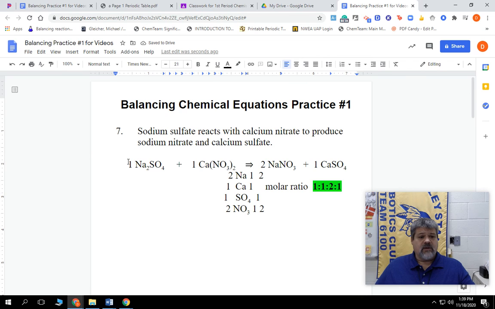Our balanced chemical equation is up here. You don't have to put the 1s in. You can if you want to. It might make it a little bit easier to understand when you're using the molar ratio. So there we go. Question number 7.